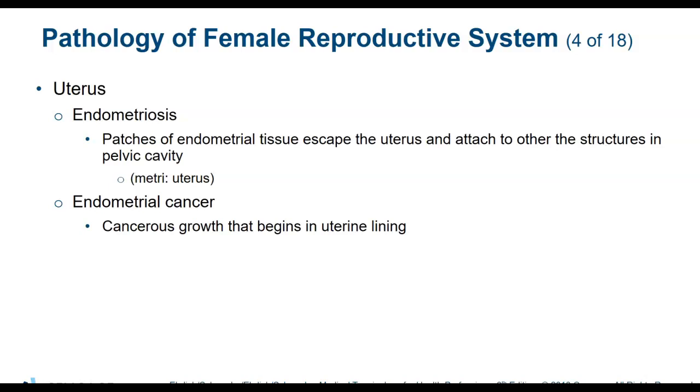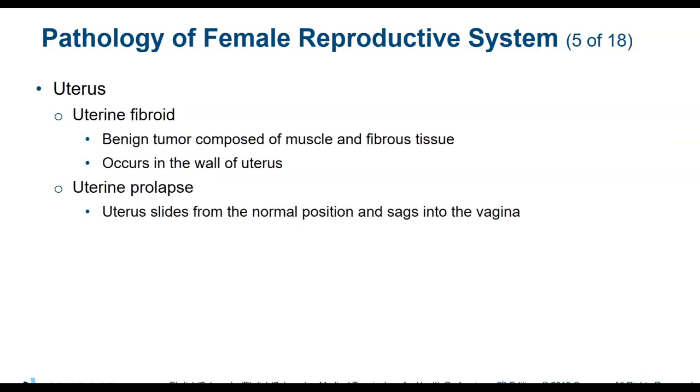Endometrial cancer, again, is when the cancer starts in the uterine lining, that first layer, and can be problematic. Uterine fibroids are just tumors composed of muscle and fibrous tissues inside the wall of the uterus. Generally not cancerous, but they can be problematic for people that are trying to get pregnant, and they can also be painful. Uterine prolapse is when the uterus slides from the normal position and actually extends down into the vagina.